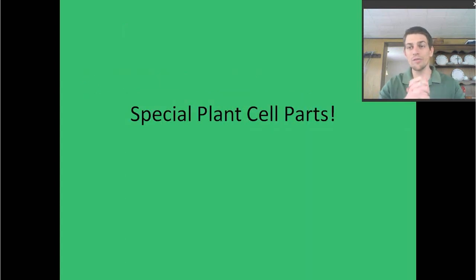Okay, so those are all the parts that are in an animal cell that I want you to know for now. But there are a few parts that are special in plant cells that they have that we don't. And I want you guys to know those as well. So plant cells have all the things we just talked about and these other special things.